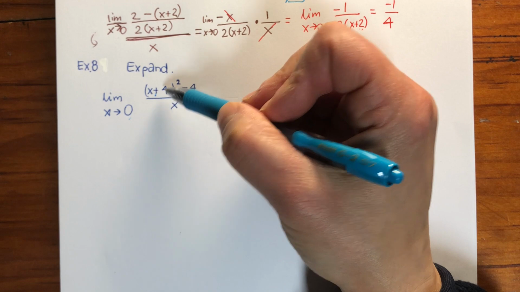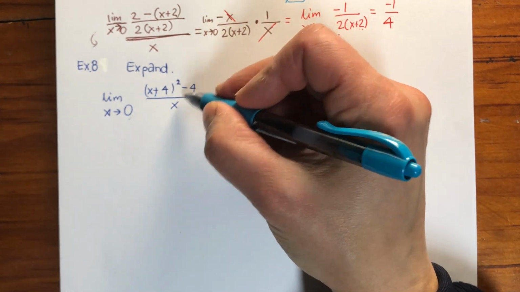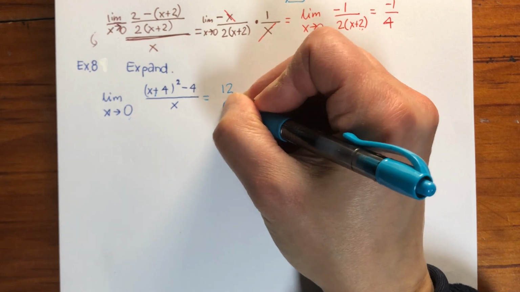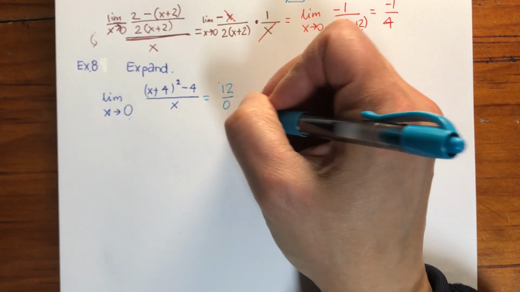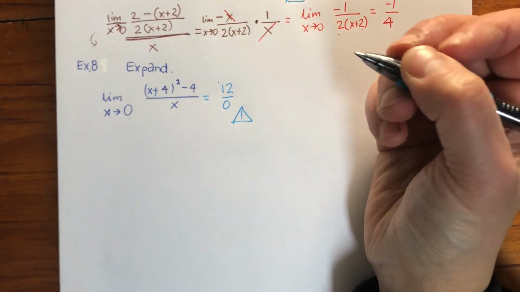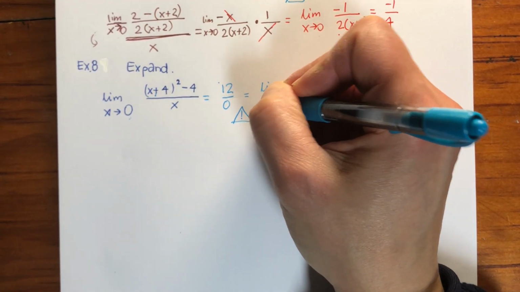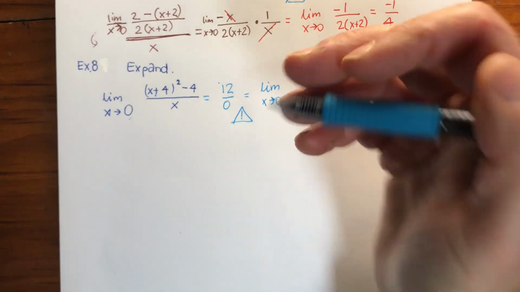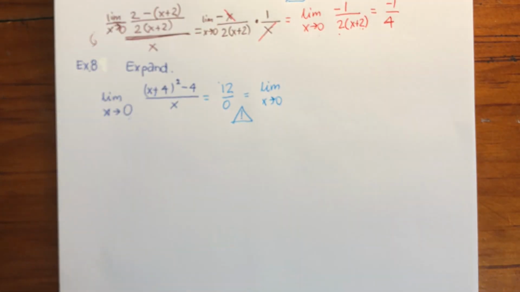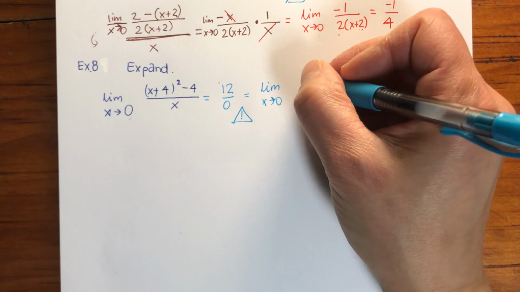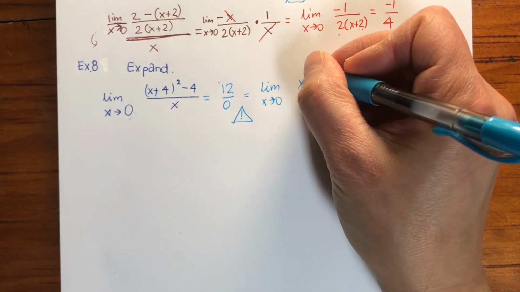plus 4 is 4. 4 squared is 16. 16 minus 4 is 12. And 12 divided by 0 is a problem. So let's try to do something about this problem. And again, you don't have to call something, oh, I'm going to expand or I'm going to do this or that. Let's just perform whatever operations we are aware of. So I see that there's x plus 2 squared. Let's actually square it and hope for the best.